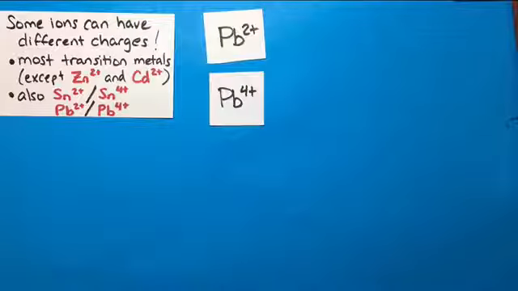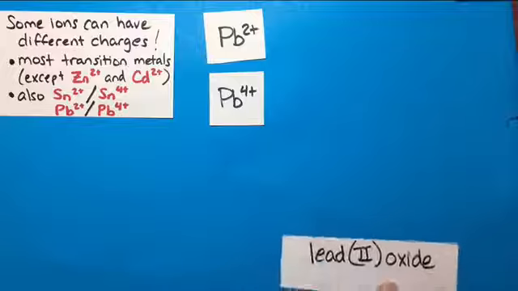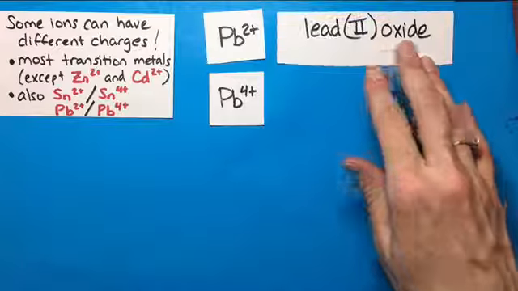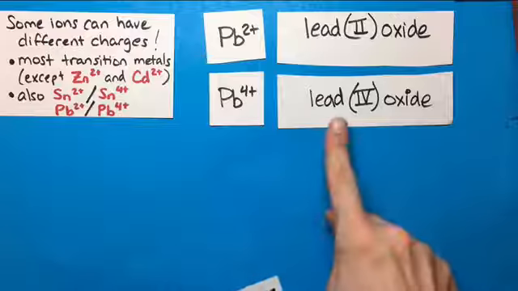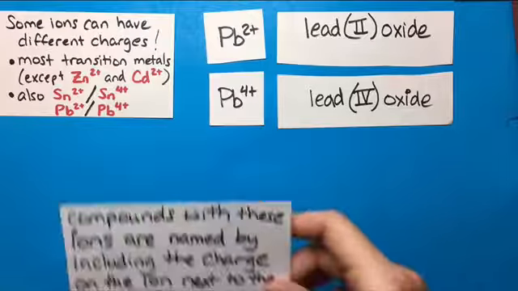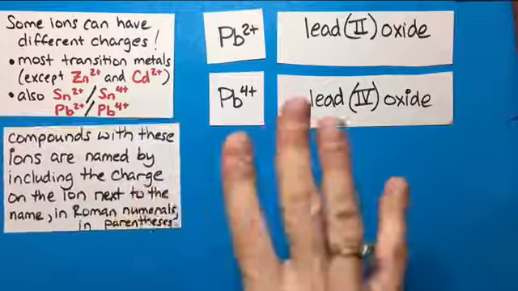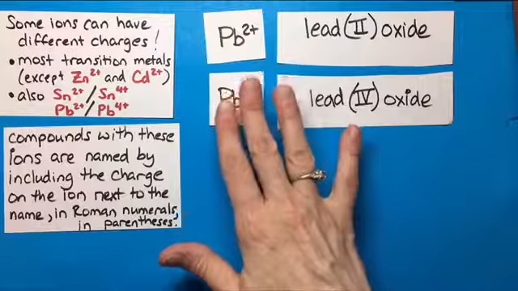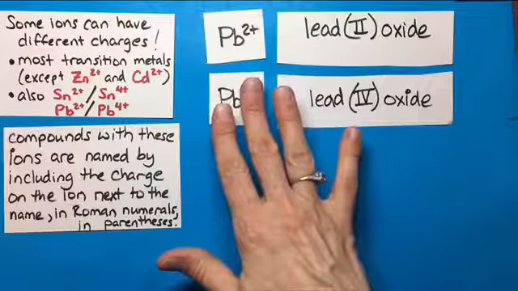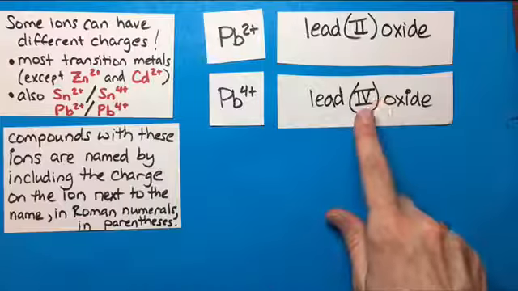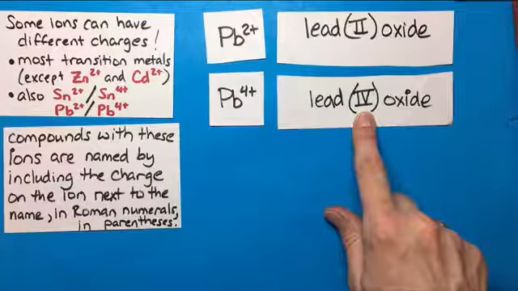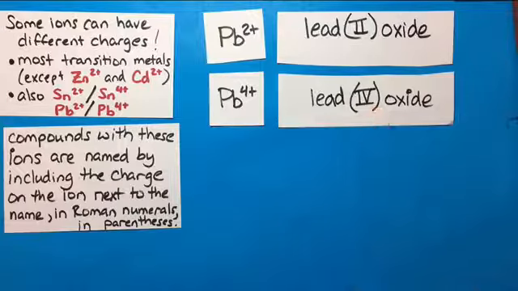So if we talk about lead oxide, there are two different versions of lead oxide. We could have lead(II) oxide and lead(IV) oxide. Notice those Roman numerals written in parentheses next to the lead name. Compounds that have ions that can have different charges are named by including the charge on the ion next to the name in Roman numerals using parentheses.